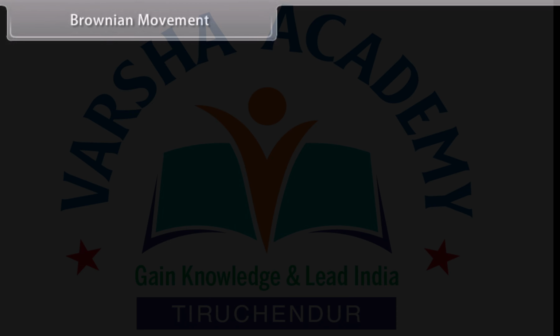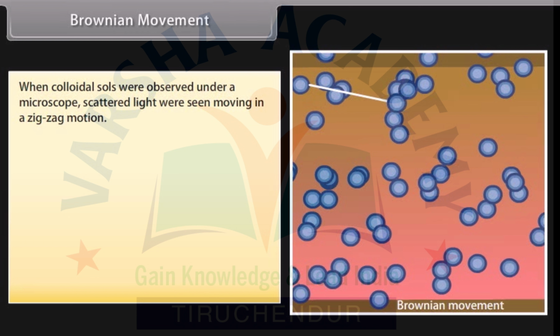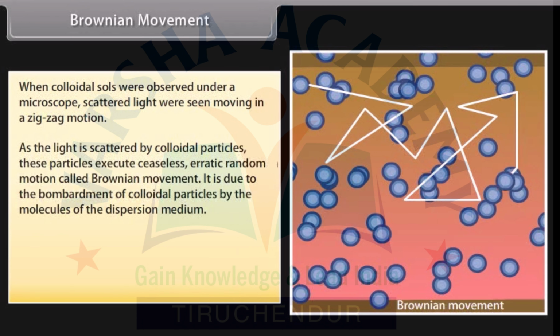Brownian movement. When colloidal sols were observed under a microscope, scattered light was seen moving in a zigzag motion. As the light is scattered by colloidal particles, these particles execute ceaseless, erratic random motion called Brownian movement. It is due to the bombardment of colloidal particles by the molecules of the dispersion medium.